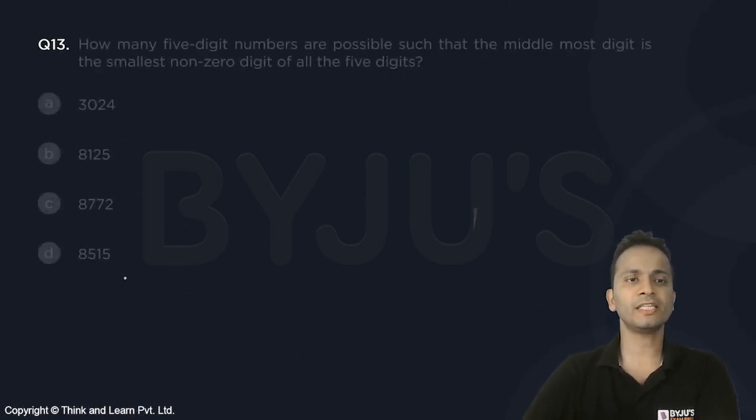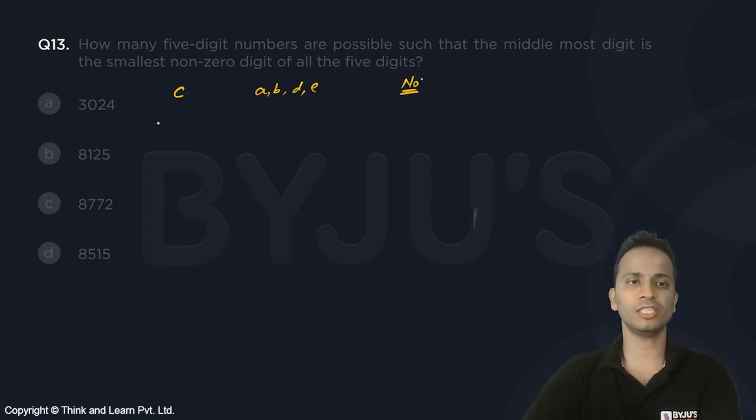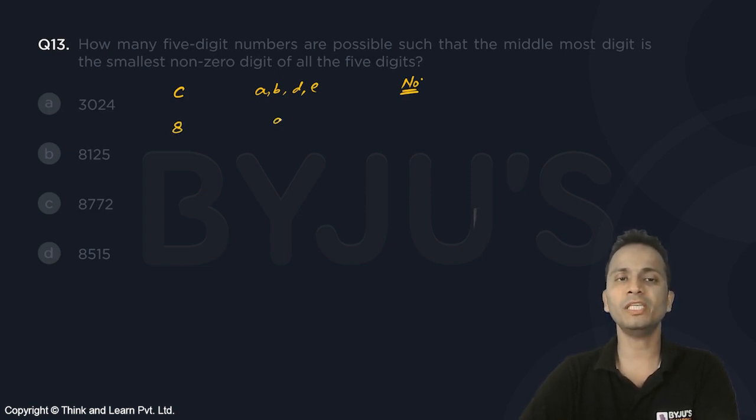I'll start by taking the value of C, and we'll write the values that A, B, D, and E can take, and the number of possibilities for these numbers. So when C is equal to 8, each of these digits will be equal to 9. So there is only one possibility. Now if C is equal to 7, then A, B, D, and E can be either 8 or 9, any one of these two digits. So the possibilities for the number will be 2 into 2.